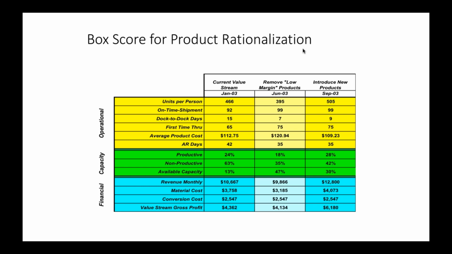The question is, from an operational standpoint, what's the impact of producing those products? Do they create quality problems? Do they create flow problems? Do you have poor suppliers that require you to hold inventory? Those are all logical questions which must be asked when looking at product rationalization.